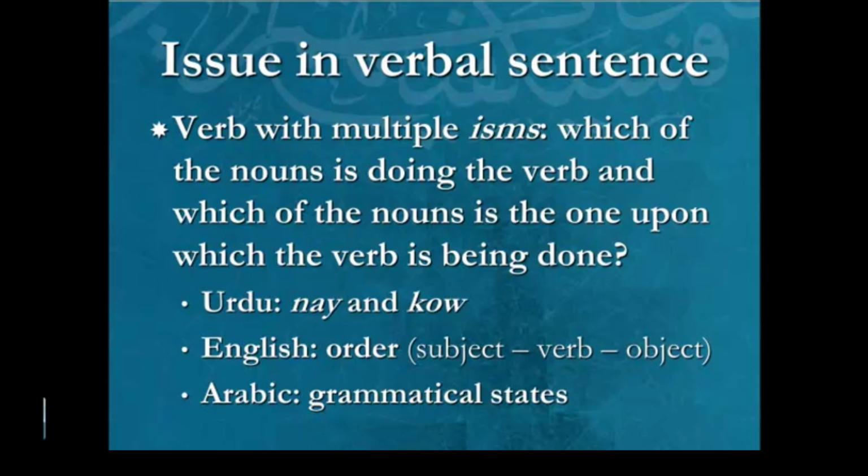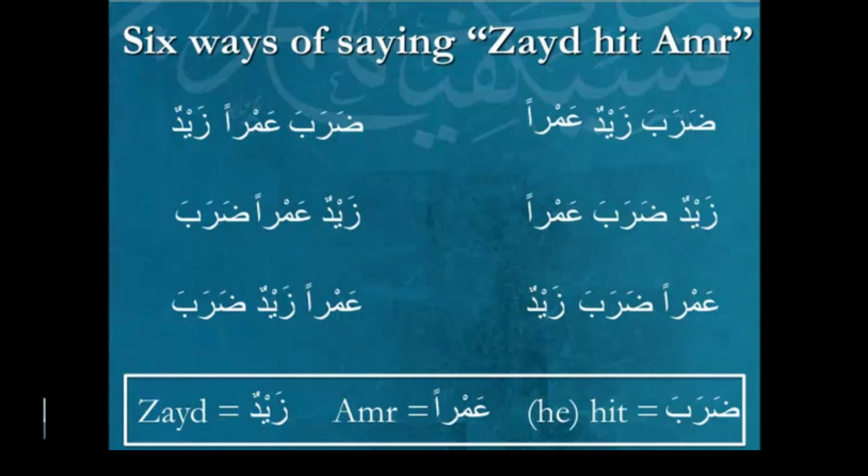Okay, so we have a particular method to determine which of the nouns is the one doing the verb and which of the nouns is the one upon whom the verb is being done, and that does not require extra words. And also, it remains flexible, so the verb and the 2 nouns could be formatted in 6 different ways. So here on the screen, you're seeing all 6 of them.